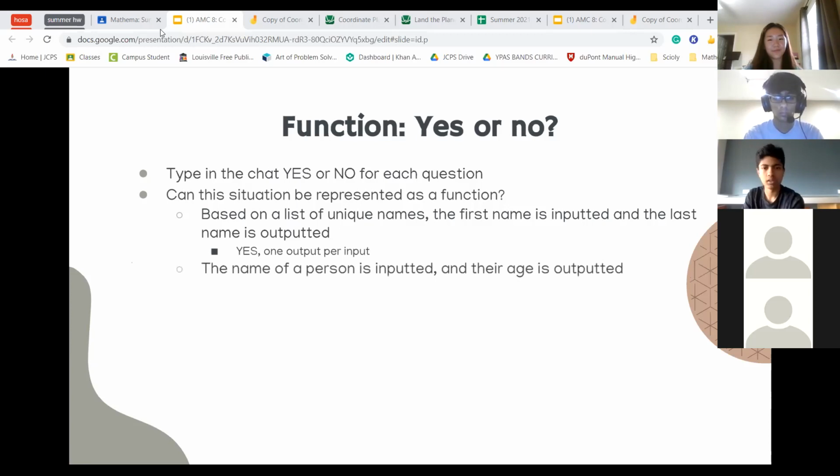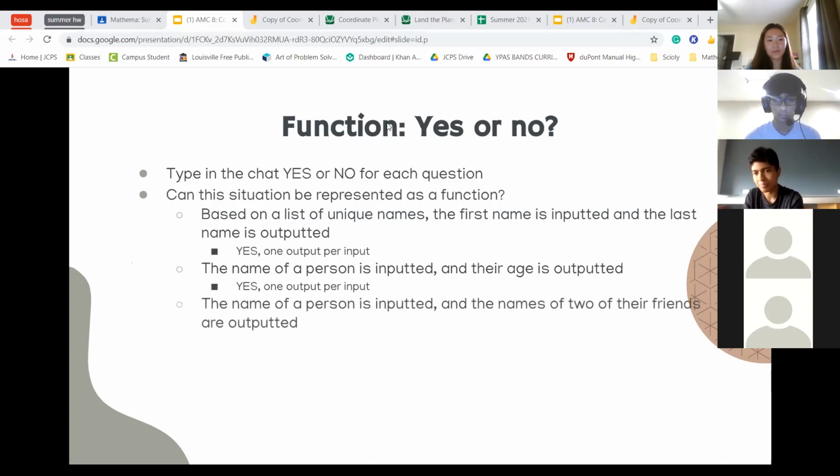The next example is if the name of a person is inputted, their age is outputted. Is that a function or not? We're getting some answers. That's why I said no one has the same name. We've gotten yes multiple times, so that is the correct answer. Nobody can have two ages, so that is a function.